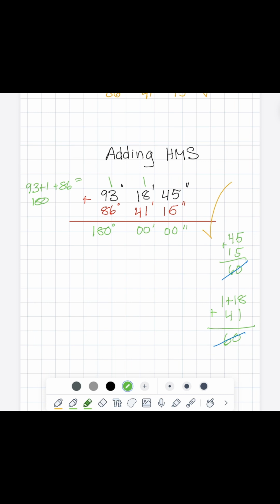Now, of course, you can throw this into your calculator. You can convert those angles to decimal degrees, then perform the math function, then convert it back to hours and minutes and seconds. You can check yourself with the calculator. But this in and of itself is a great check to make sure that you were performing the math correctly. So again, biggest takeaway, think in units of 60 being equivalent to 1 when you're adding and subtracting your hours, minutes, and seconds.